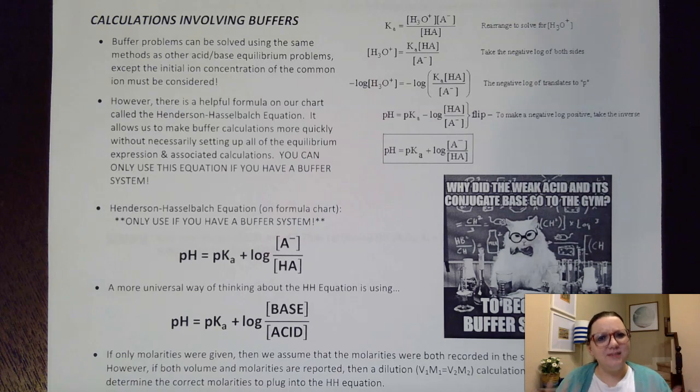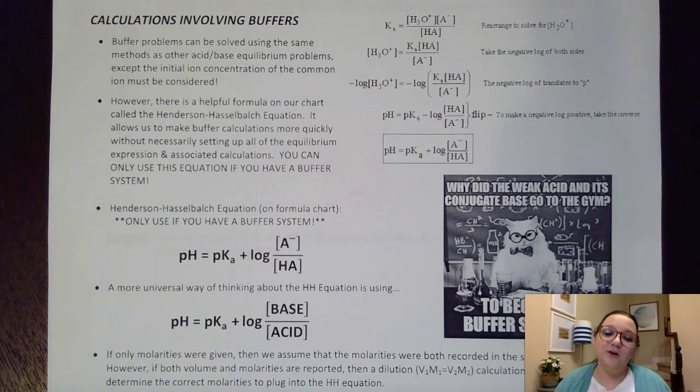However, scientists at some point figured out that you're doing the same math over and over again in those problems, as long as you have those conjugate partners present, as long as you have a buffer system. And so they said, hey, let's try to rearrange our equations to make this process a little bit faster, where maybe I don't really have to set up a RICE table to calculate these buffer systems. So that's where the Henderson-Hasselbalch equation comes into play.